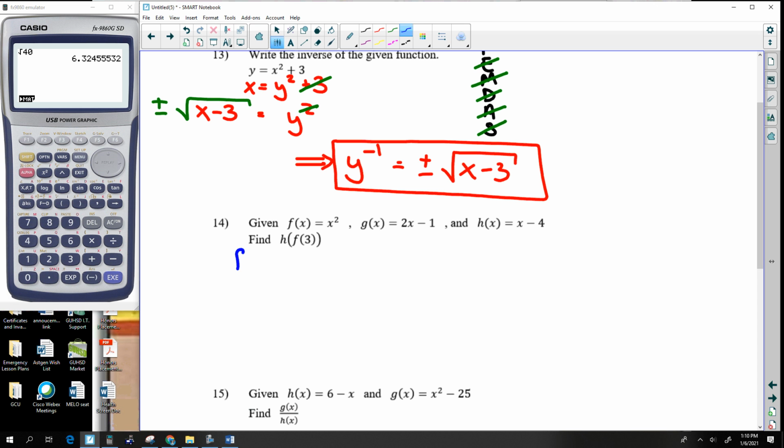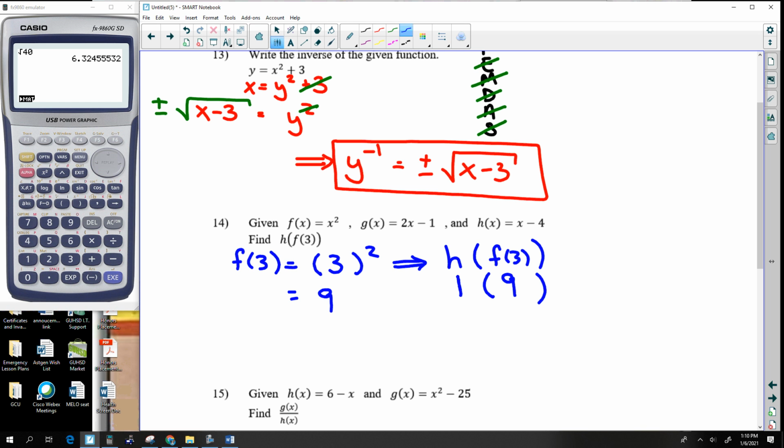Okay, the innermost piece is this f of 3. So f is x squared, so that is 3 squared. 3 times 3 is 9. So this ultimate question is asking, what is h of f of 3? So as I just got done showing, f of 3 is straight up the number 9. So this question is, well, what is h of 9? H being x minus 4, so this is 9 minus 4. 9 minus 4 is 5.